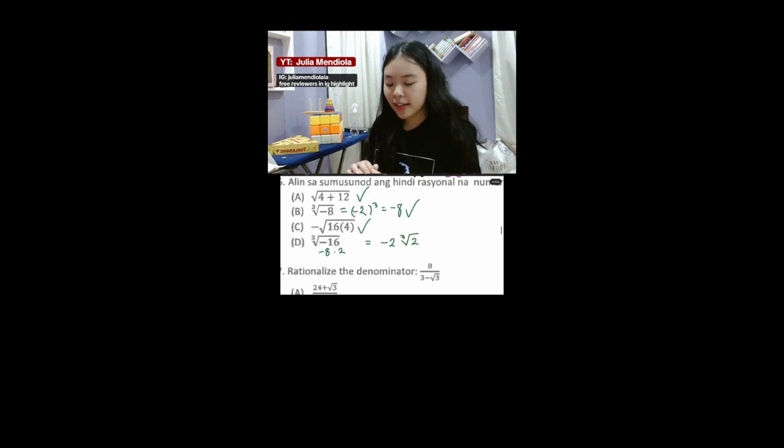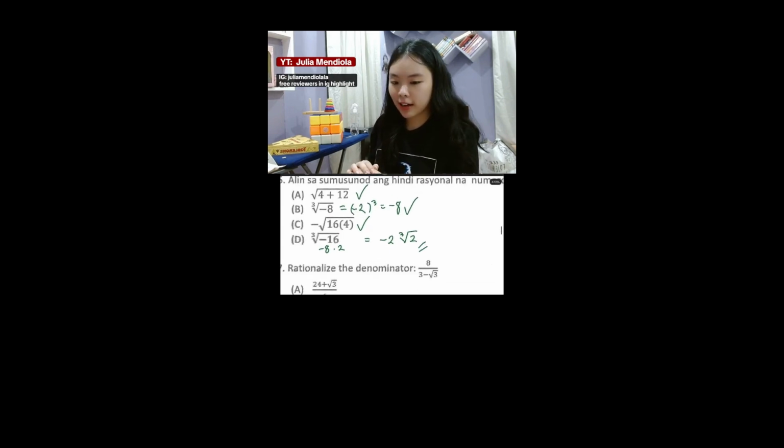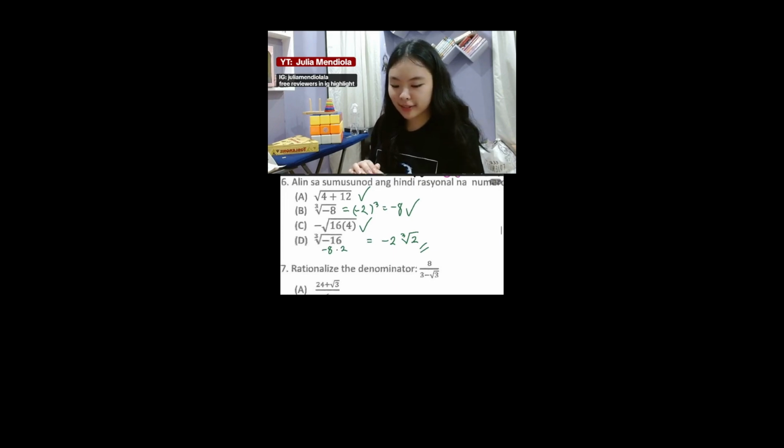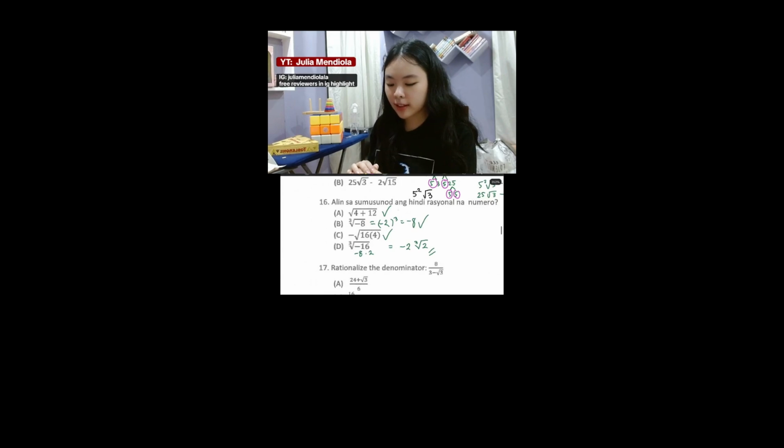Gets naman. So, hindi rational ang mga radicals. Yes, radicals are not rational daw. Kasi ito whole number ang sagot. This will be equal to 4. Ito whole number ang sagot. Ito whole number ang sagot. So, dahil hindi whole number ang sagot dito, hindi siya rational. Not whole number, pero real number pa rin siya, guys. So, the answer is letter D.